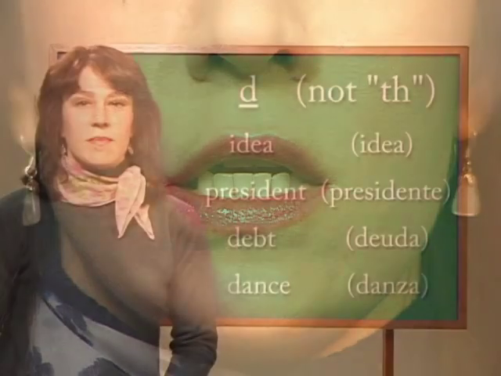The D sound. D. The D sound is made by opening the mouth and lowering the bottom lip. The teeth are slightly apart, with more of the bottom than the top front teeth shown. The tip of the tongue touches the top of the mouth.